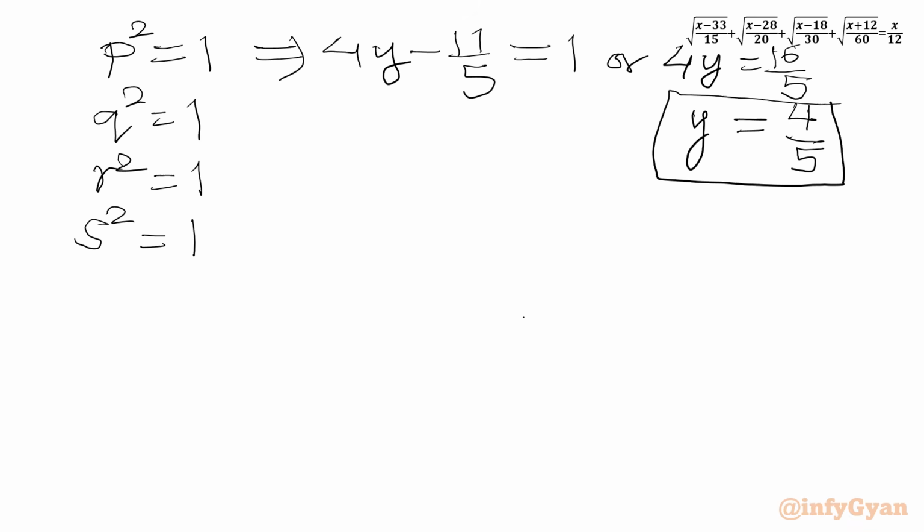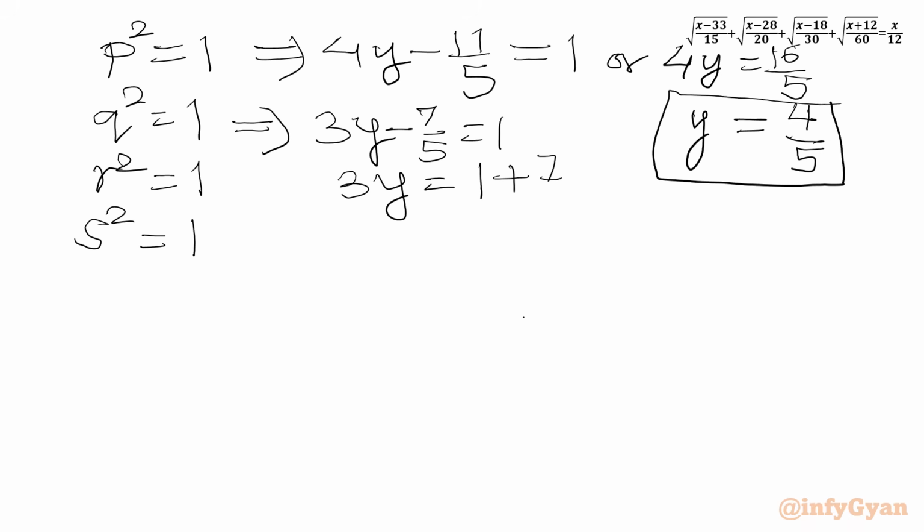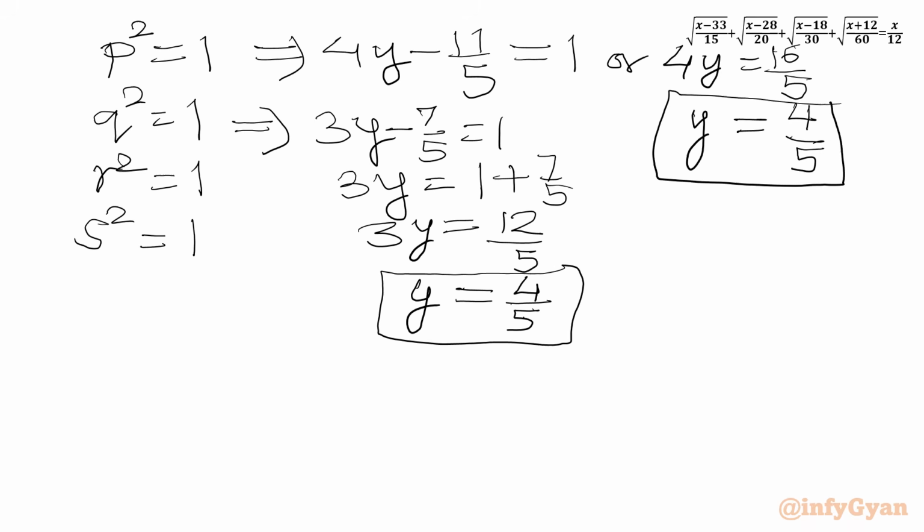Now we will consider Q square equal to 1. Q square is 3y minus 7 over 5 equal to 1. Or we can write 3y will be equal to 1 plus 7 over 5, which will be equal to 12 over 5. After dividing by 3 both sides, we will get y equal to 4 over 5, which is matching with our previous y value.